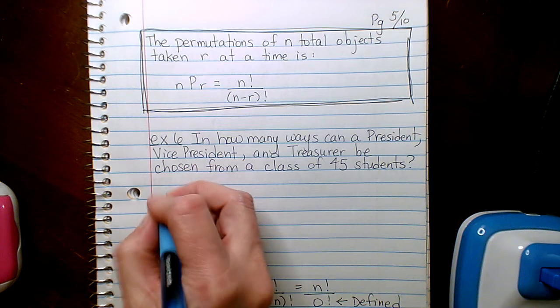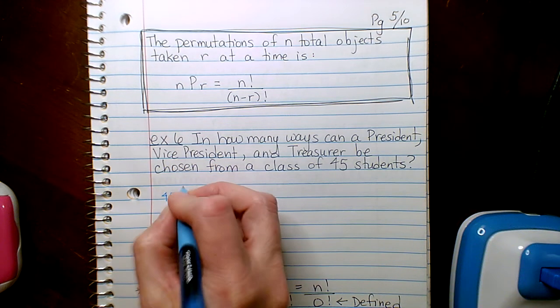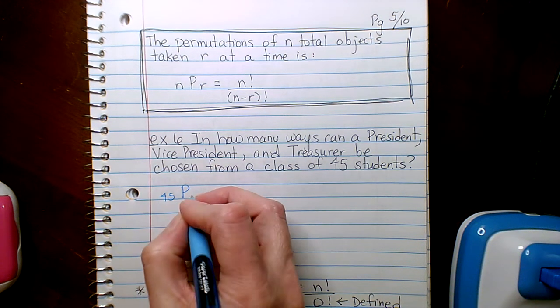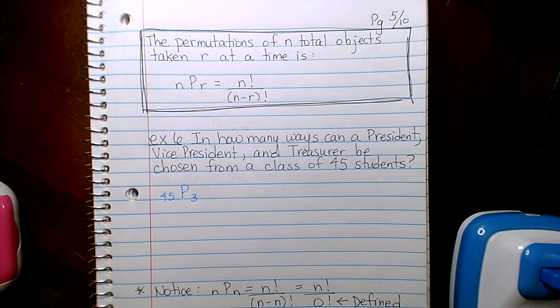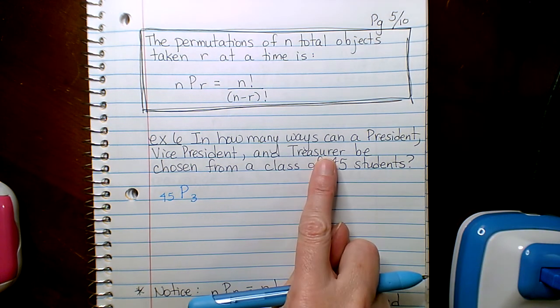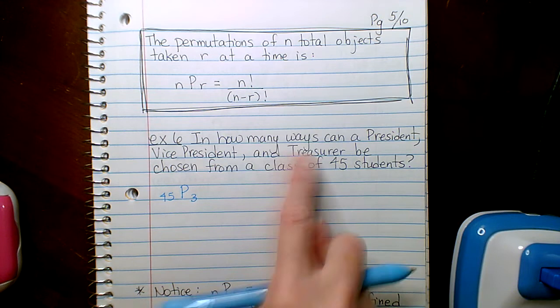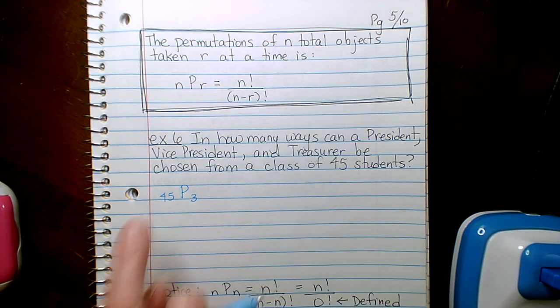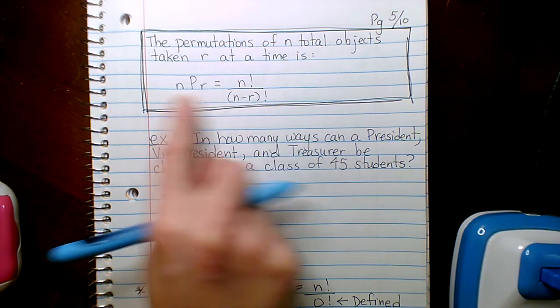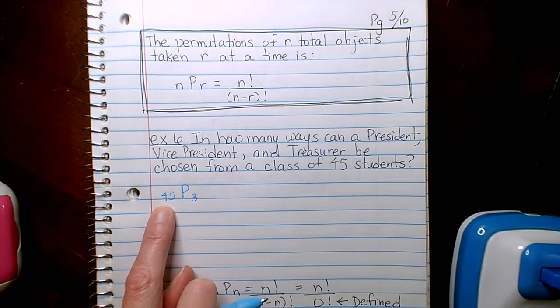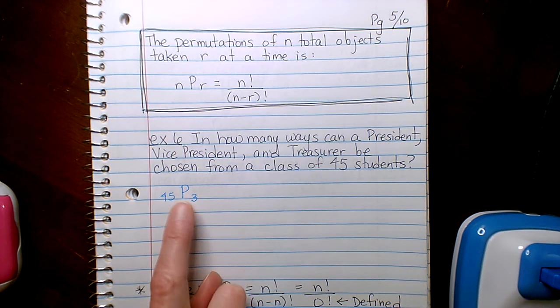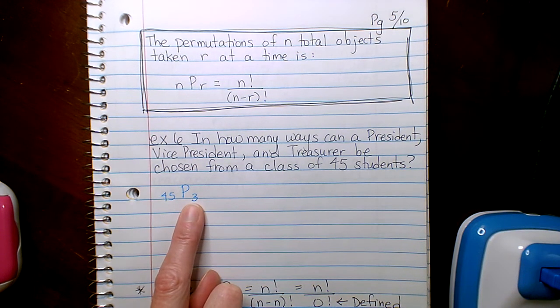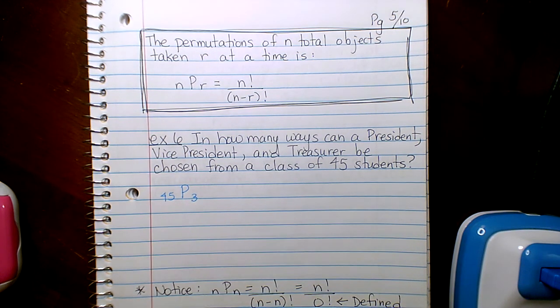This is a total of 45 students, and this is a permutation taken 3 at a time. Where did I get 3 from? Well, president, vice president, treasurer. That's no different than first, second, third place. We write it with this notation. This is written 45 P3, or permutation of 45 taken 3 at a time.